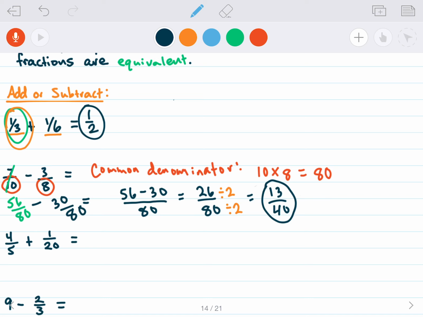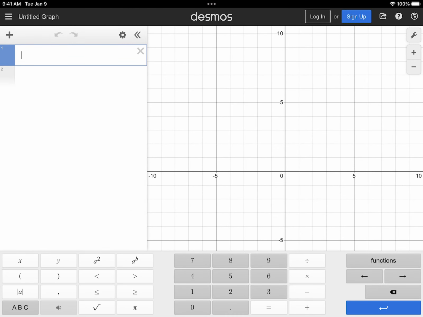So I'm going to show you on Desmos how you can do this. So all you have to do is Google Desmos graphing calculator. Okay, Google Desmos graphing calculator, and the first thing that should come up is something that looks like this. All right, so what are we doing?